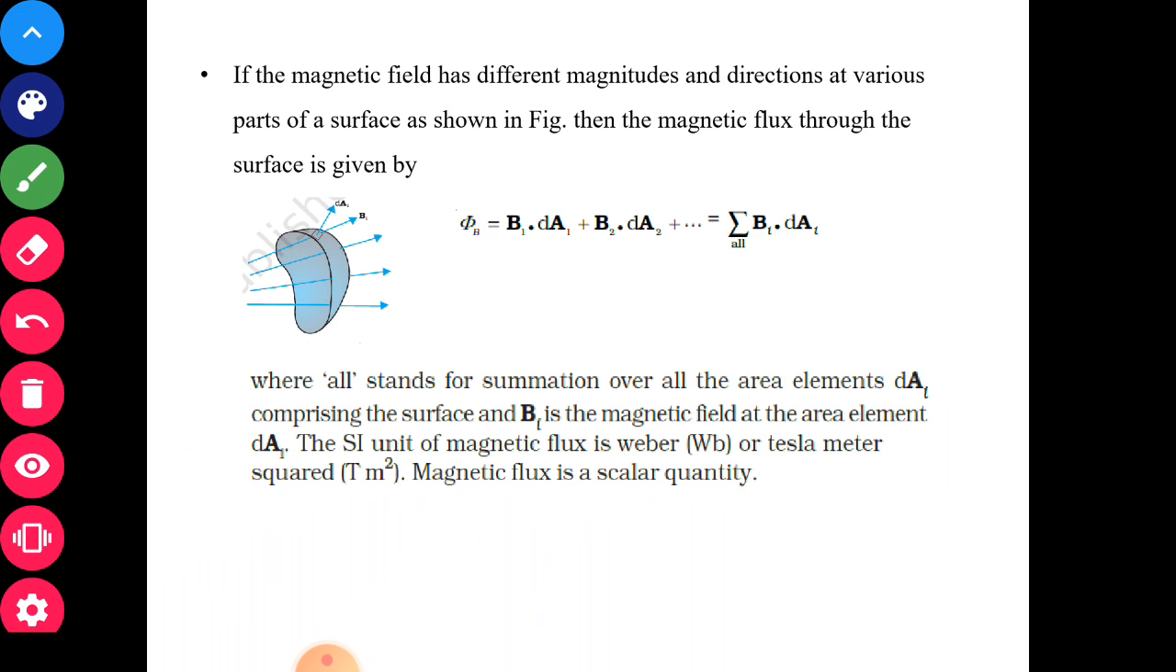The SI unit is Weber or Tesla meter square. Now, magnetic flux is a scalar quantity, as you can understand. It is a scalar product, B dot A, a dot product. Now we move further.